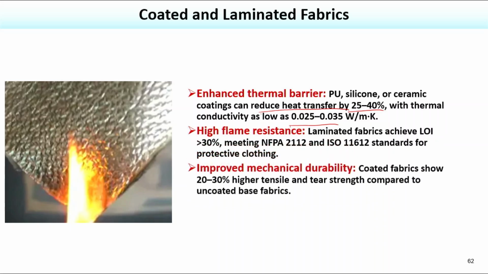And it improves the mechanical durability due to coating on the non-woven fabric. Fibers do not come out after repeated abrasion. So, coated fabrics show 20 to 30% higher tensile strength and tear strength compared to uncoated base fabric. Even the abrasion resistance also increases.